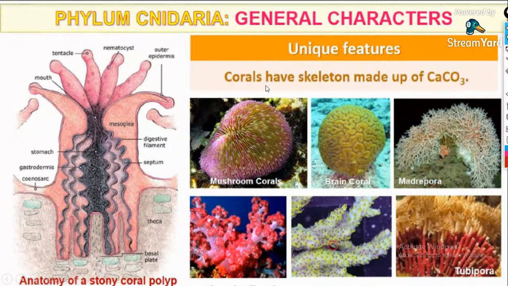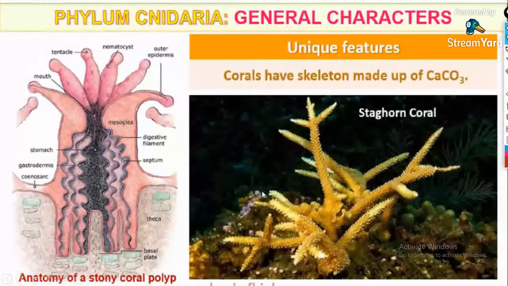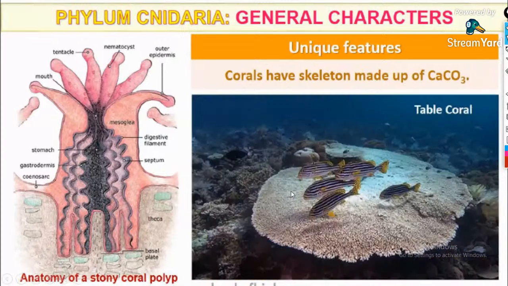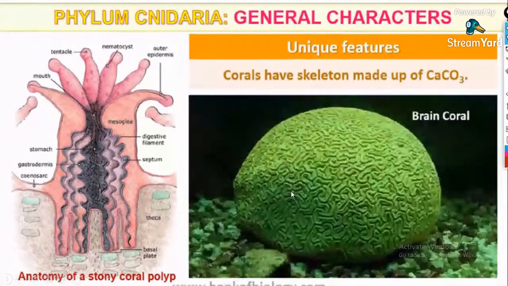And their skeleton. The corals have a skeleton made up of calcium carbonate. All these are the unique features of this cnidaria. I will explain it soon after finishing this slide. Their skeleton is made up of calcium carbonate. All these are different corals.